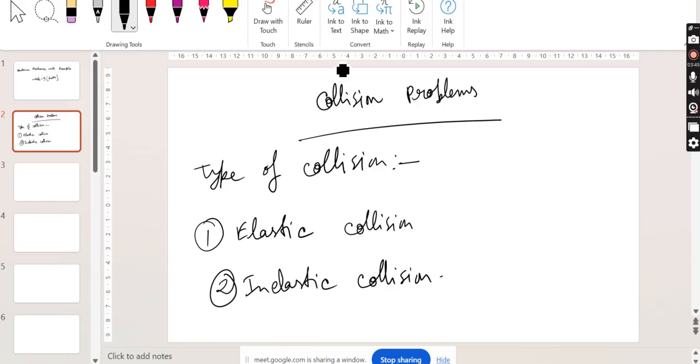In elastic collision, kinetic energy and momentum both are conserved. But for inelastic collision, we can only apply conservation of momentum, but not the conservation of kinetic energy.